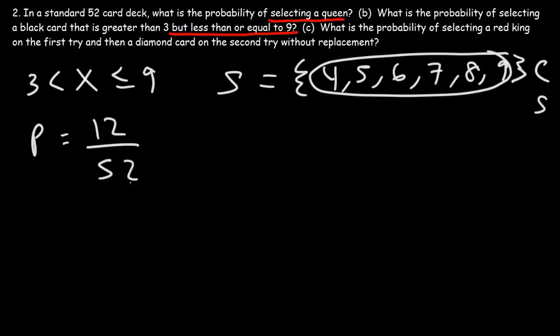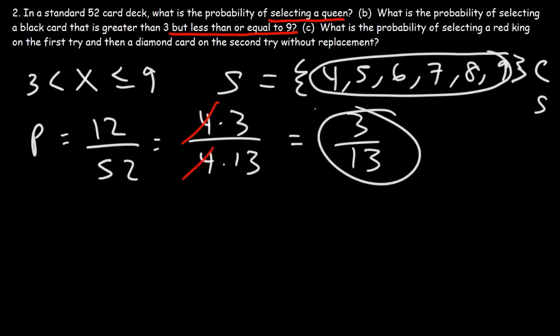So it's 12 out of 52. 12 is 4 times 3, 52 is 4 times 13. So if we cancel a 4, the probability is going to be 3 out of 13. This is the answer for part B. Now let's move on to our last question, or rather, the last part in this question.